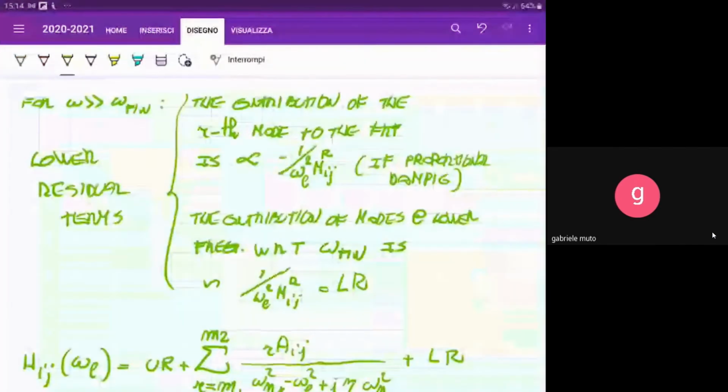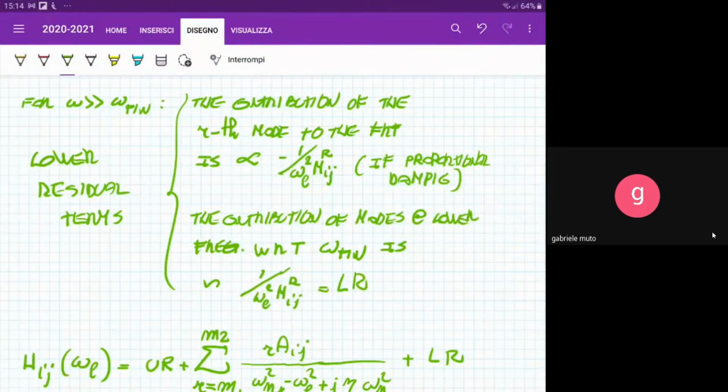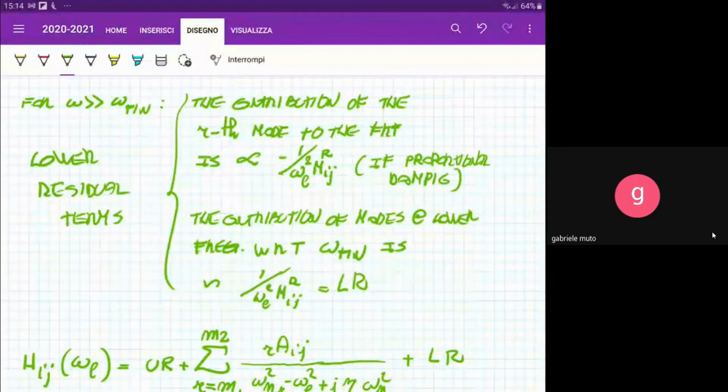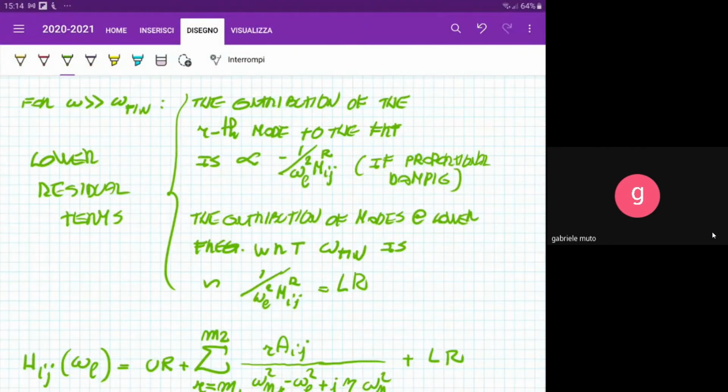And we call that the lower residual because it is the representation of all what's happening at lower frequencies with respect to the actual frequencies. And that is typical of the mass line. Then another question.